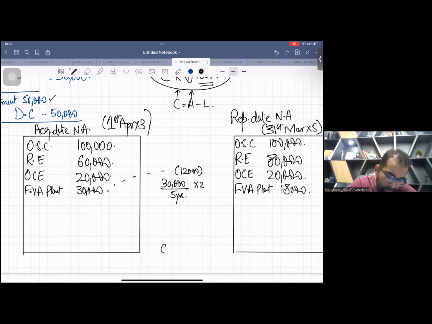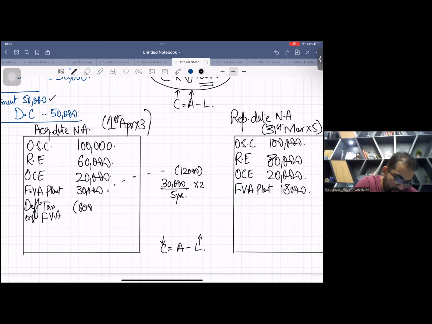Now look at here. Remember, C is equal to A minus L. We have to book a deferred tax liability. So when you book a liability at the date of acquisition, when the liability goes up, the net asset will go down. So deferred tax on FVA. Can anybody tell me what the tax rate is? 20% is the tax rate. So 30,000, the upward revaluation, times 20% is 6,000.